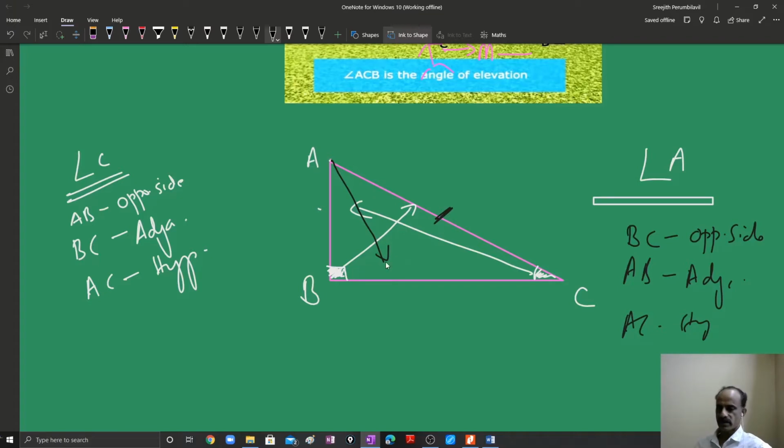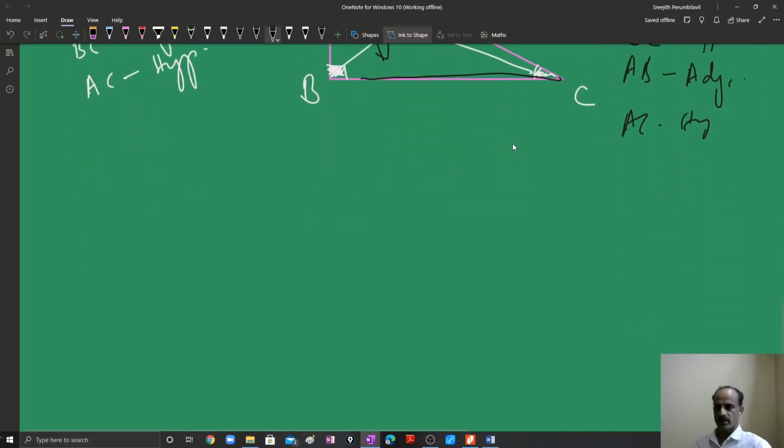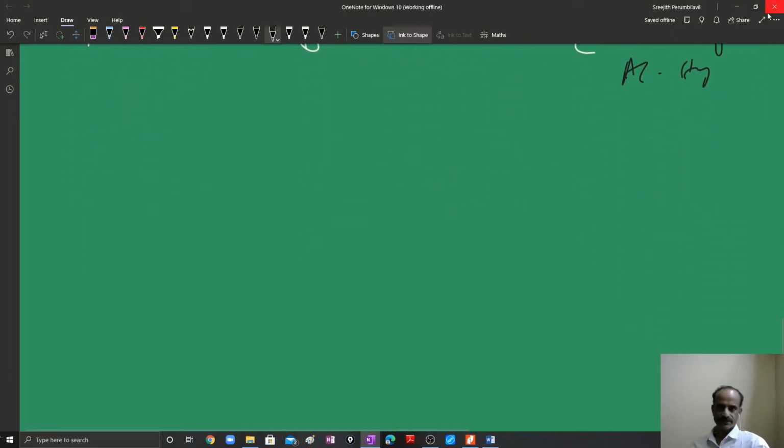So, this is the relationship: whenever you take an angle, there is an opposite side and an adjacent side. Opposite means directly opposite, adjacent means one of the sides which makes the angle. And being a right triangle, the third side will obviously be the hypotenuse. Okay, this is the story. So, now let us start the chapter.